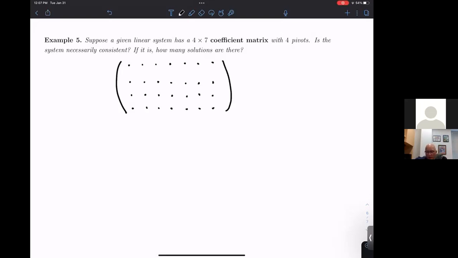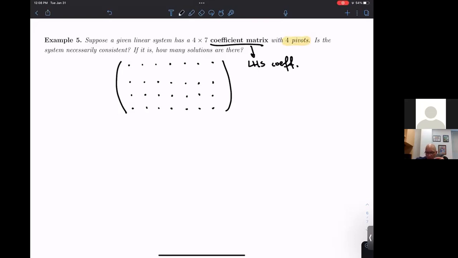Now, what do I know? I know this is the coefficient matrix, and that's important, right? This is only representing the left-hand side coefficients, and it does not have the right-hand side yet. It's important to remember as we're solving. So what do I know? I know this has 4 pivots.